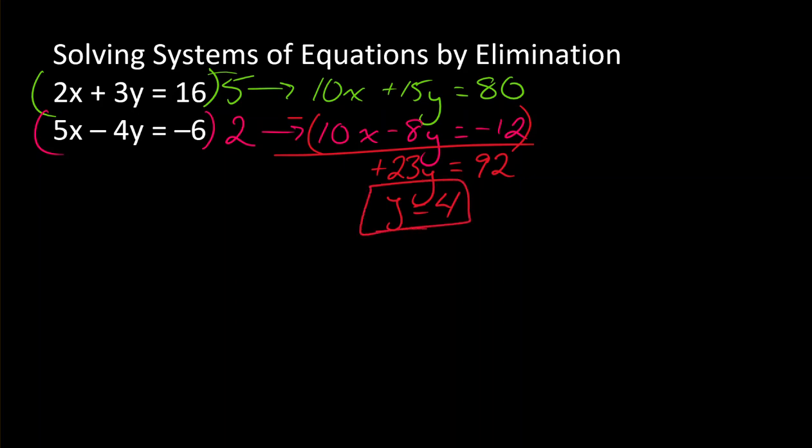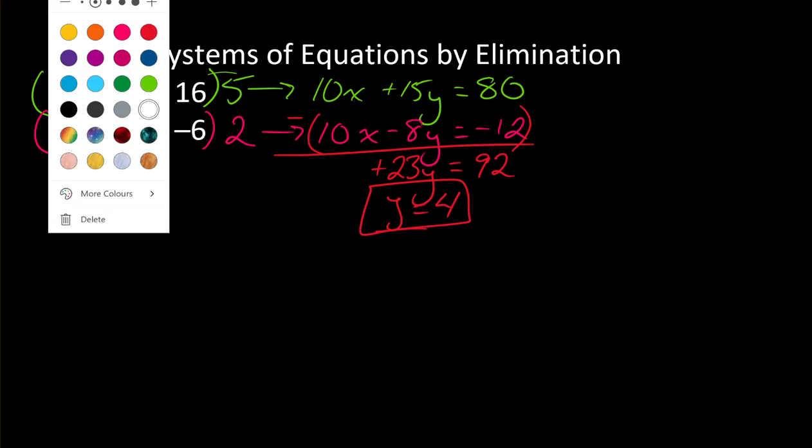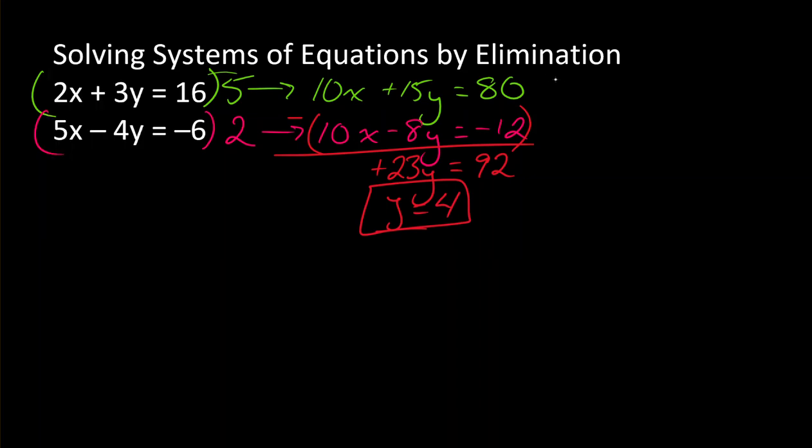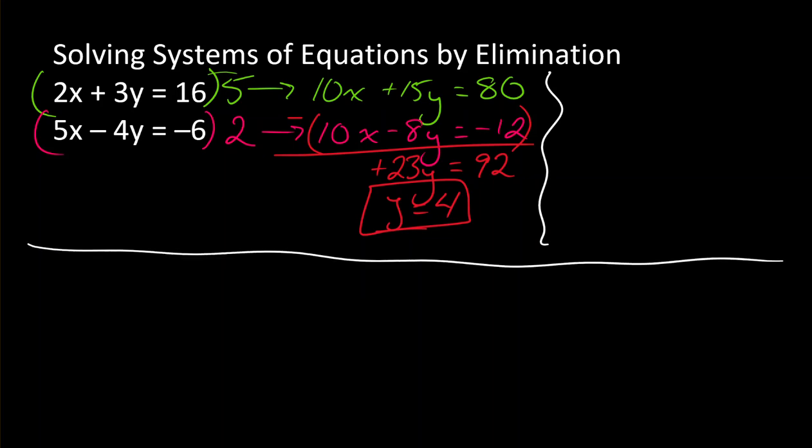Perfect. So we've solved for one of our variables, and it wasn't too much different from what we did before. All we had to do was multiply the first equation by some number and multiply the second equation by some number to make these two coefficients the same. And then we either add or subtract depending on what we wanted to do. So we got our y.